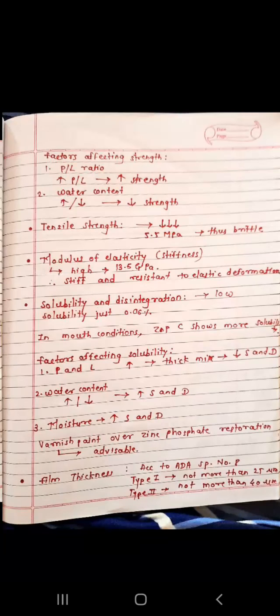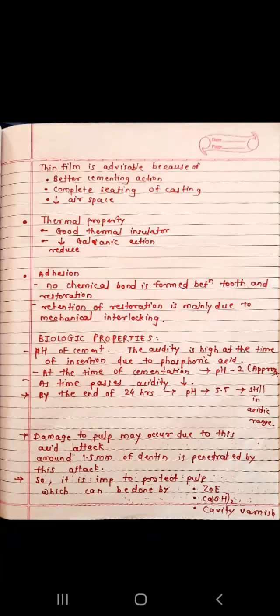Now the film thickness. According to ADA specification number 8, type 1 cement produces film thickness not more than 25 micrometer, and type 2 cement produces film thickness not more than 40 micrometer. I have already told you about film thickness. Thin film is advisable because of better cementing action. So thin film is advisable, not thick film, for better cementing action, complete seating of casting, and decreased air space.